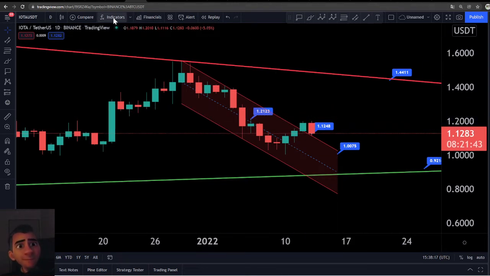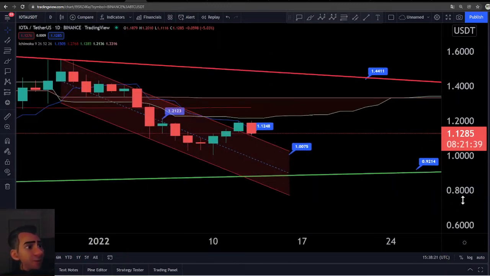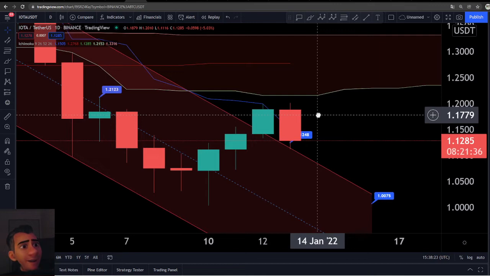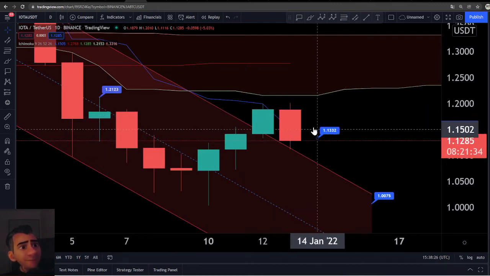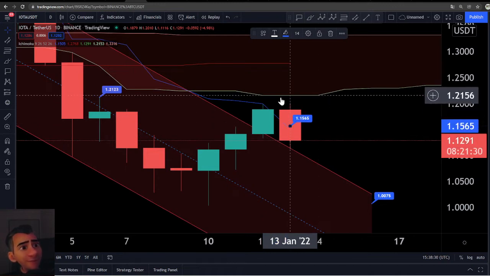Now let me show what's going on here with the Ichimoku. Ichimoku is a big problem for the moment. Why? You can see it. We are fighting with the blue line. We are fighting with the Ichimoku. It's a point about this one, 115. We need a confirmed closing candle over the Ichimoku.